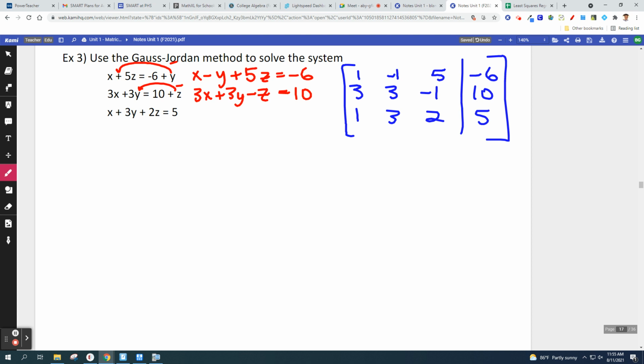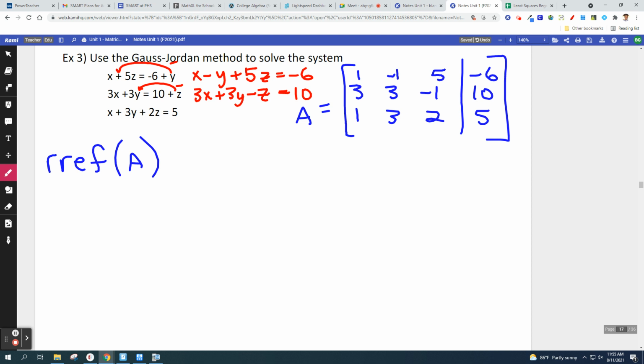Good? Okay, I'm going to call this matrix A. You can call it whatever you want. It doesn't really have to be matrix A. But what I want to do is a reduced row echelon form of that matrix. Okay, and so I'm going to show you 2 different ways.